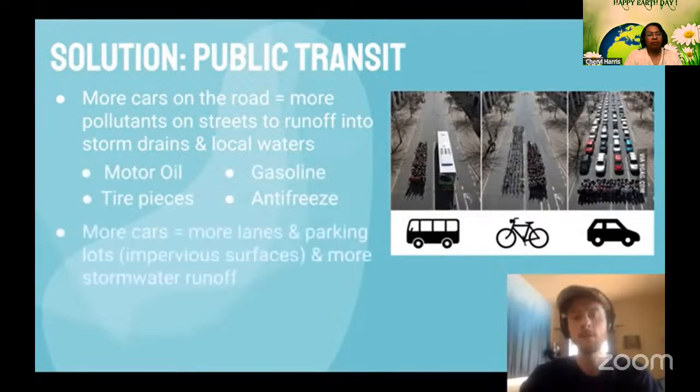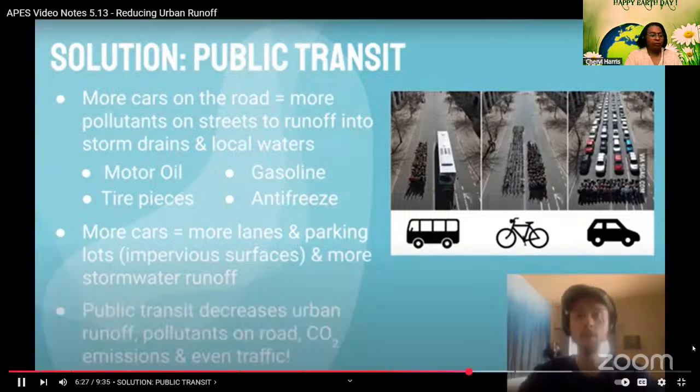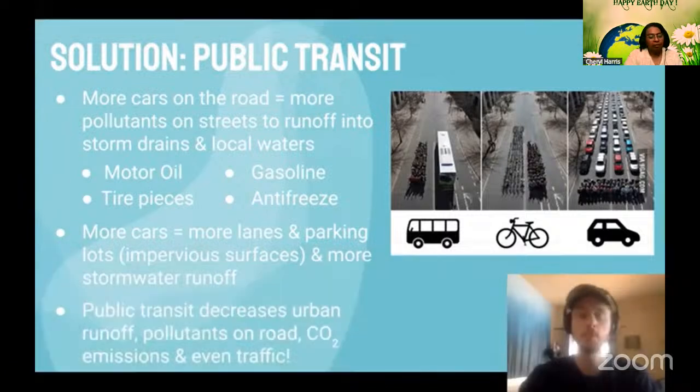Another benefit here is that we're going to need fewer lanes on the road if more people are taking public transit. We're going to need fewer parking lots for all of these cars, so that decreases the total impervious surface area that we have to have in a city. So this is another big benefit because that's going to reduce stormwater. Those parking lots and those extra lanes could be replaced with rain gardens or trees or parks, areas that allow groundwater recharge.